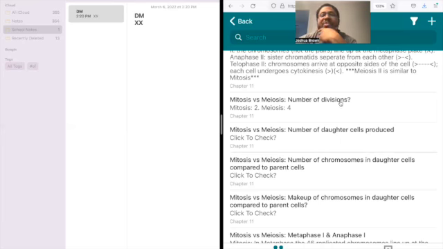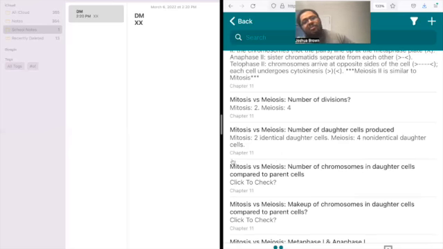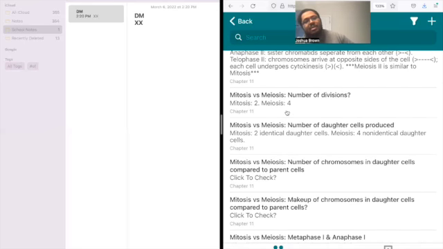Number of divisions. In mitosis, there are only two. One cell equals two. Those two cells are identical to each other and to the parent cell. In meiosis, you end up with 4 daughter cells. Those four daughter cells are not identical to each other or the parent cell. And this is the same thing we're talking about here. 2 divisions here. Once again, 4 daughter cells in meiosis, 2 daughter cells in mitosis. In mitosis, they're identical. In meiosis, they're not.